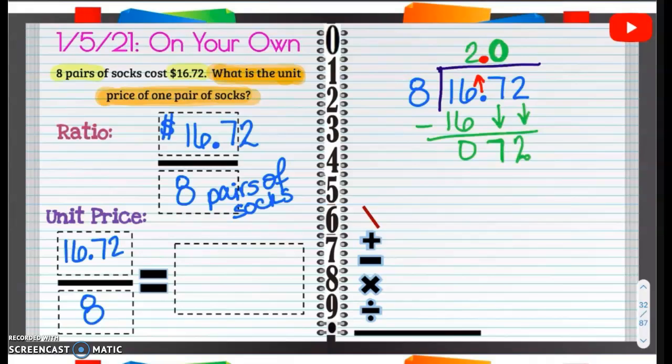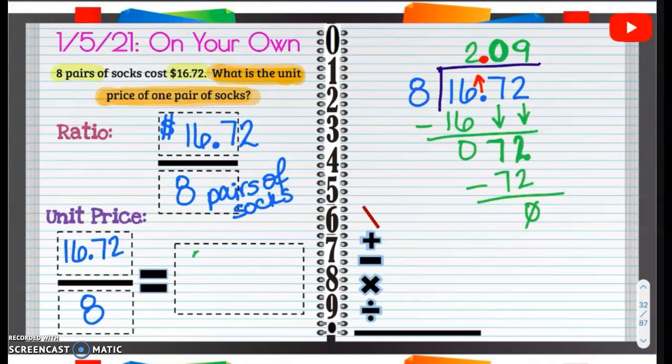Well, how many times can 8 go into 72? Well, I know that 9 times 8 is 72. 9 times 8, so 8 times 9. So 8 times 9 is, in fact, 72. When I subtract, I get 0. There's nothing left to bring down. So our answer is 2.09.